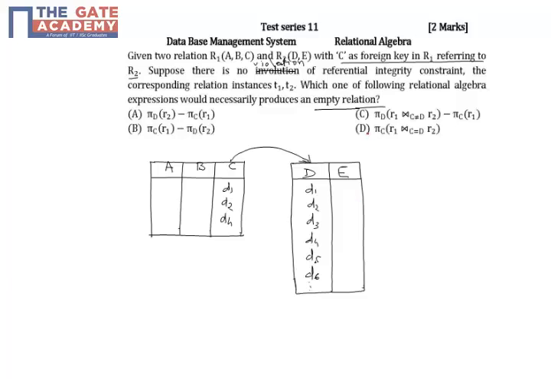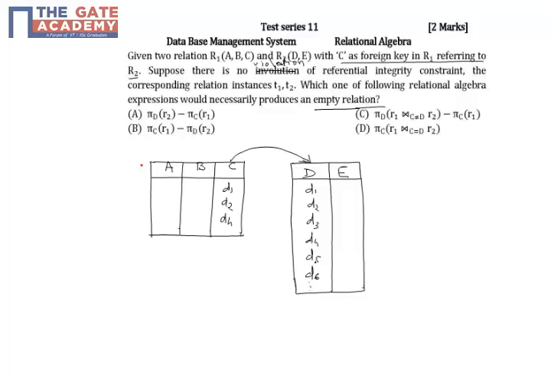Now let us look at option D. In this option, we perform theta join between relation R1 and R2 on condition C is equal to D, and finally project the attribute C. So we will have D1, D2 and D4 in the result. Thus this relational algebra expression is also not returning an empty relation. So this is a wrong option.